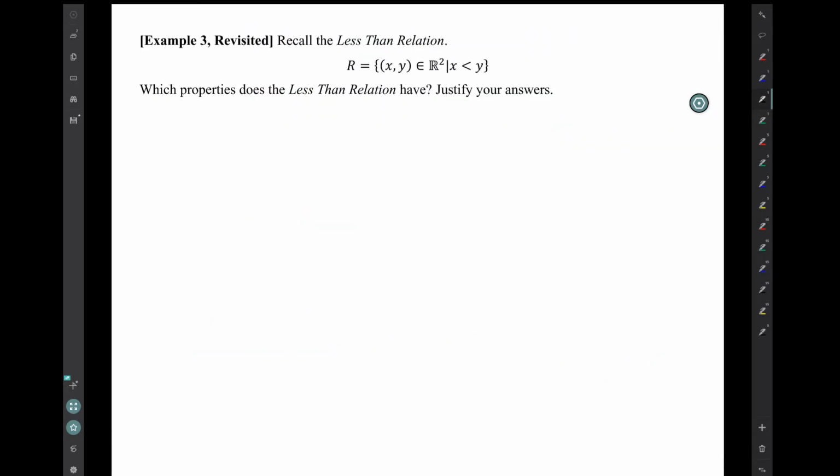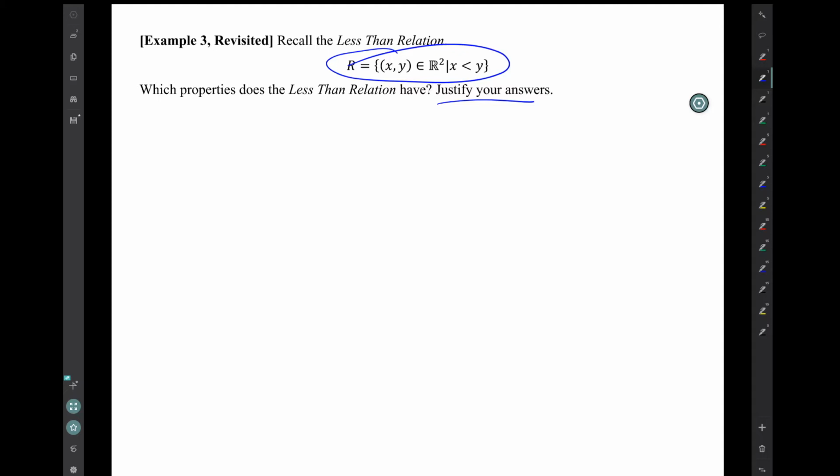Let's go back and revisit some of our earlier examples. Recall the less than relation, x is less than y. What properties does this relation have? We have to justify our answers. Well, we have to consider the properties of reflexive, symmetric, and transitive.